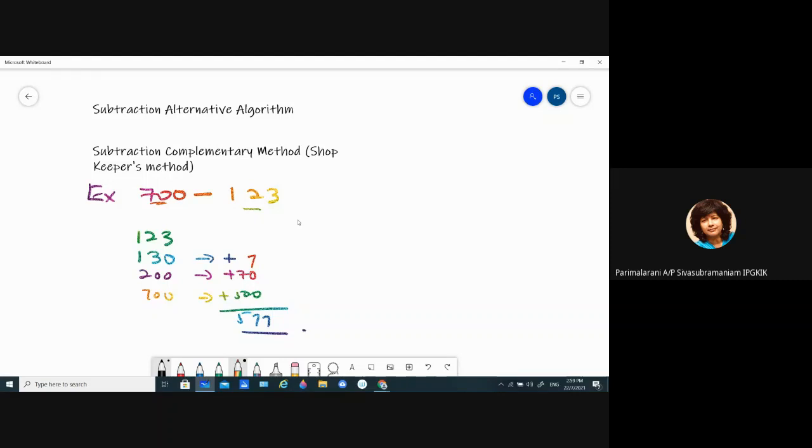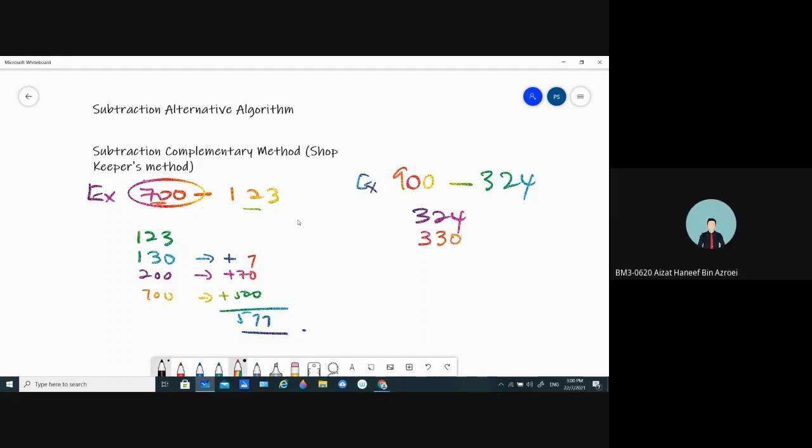This method we normally use when you have a multiple of 10 number, which is easy for you to minus. Say you have 900 minus 324. How do we do this? We start off with 324 and make this into 330. How much have you added? 6.